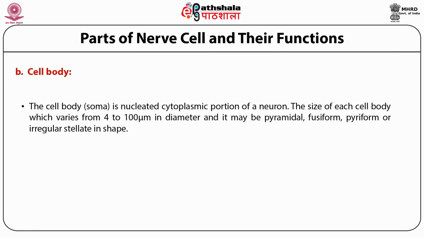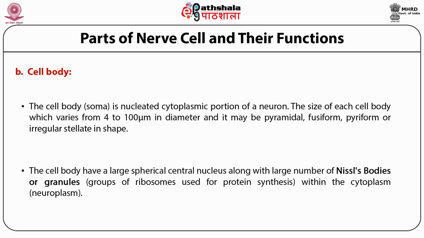The cell body. The cell body or soma is the nucleated cytoplasmic portion of a neuron. The size of each cell body varies from 4 to 100 micrometers in diameter, and it may be pyramidal, fusiform, pyriform or irregular or satellite in shape.